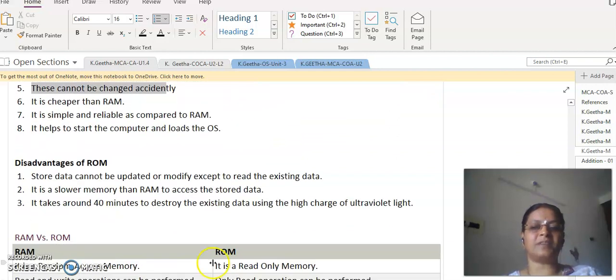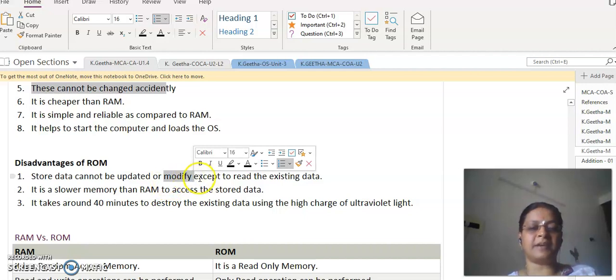Coming to the disadvantages of ROM, it cannot be updated because we said it is read only, we cannot write to it, and so it is not possible for us to modify. And if at all we need to modify, we have to erase the entire content and program it again, provided the ROM supports that feature.